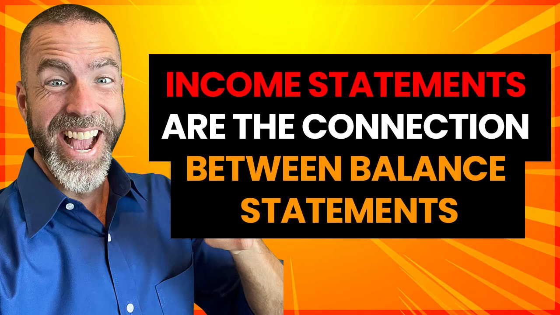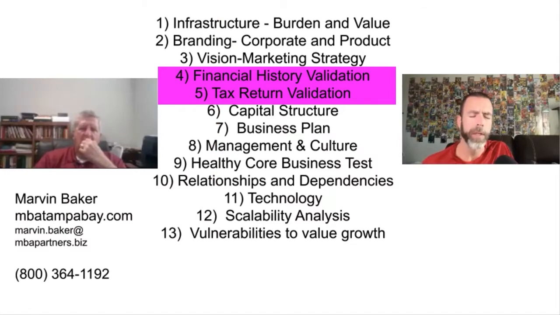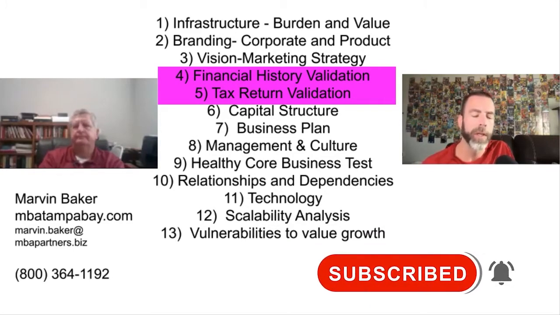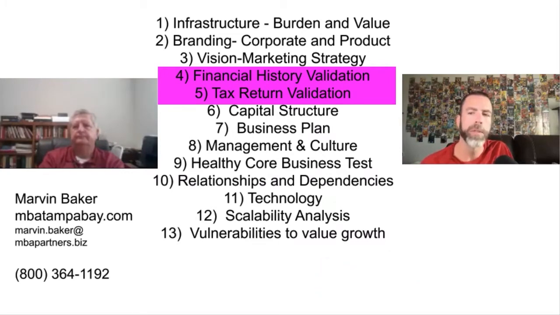You said something I wanted to circle back to. It was interesting the way you explained this, that the income statement is like the connection point between two points in time, which are the balance statements. So if I understood that correctly, let's pretend we've got a balance statement that's January 1st of 2020 and a balance statement that's February 1st of 2020, and the income statement is the activity going on in between those two points in time. Did I get that right?